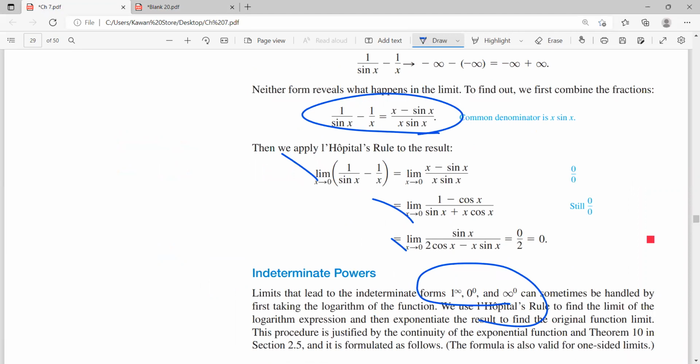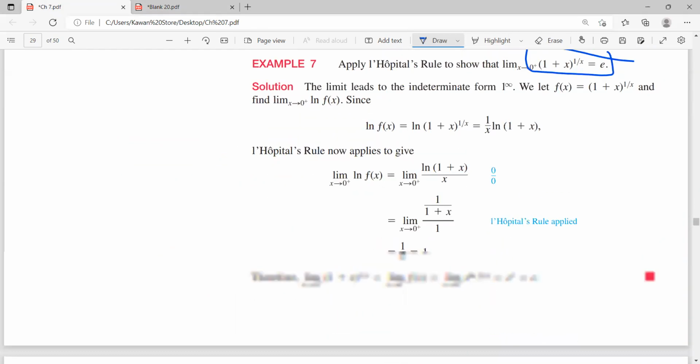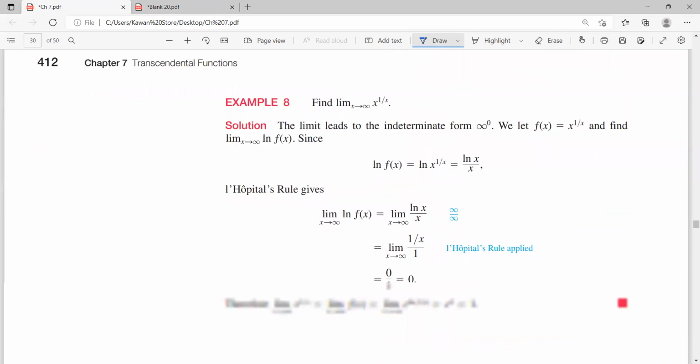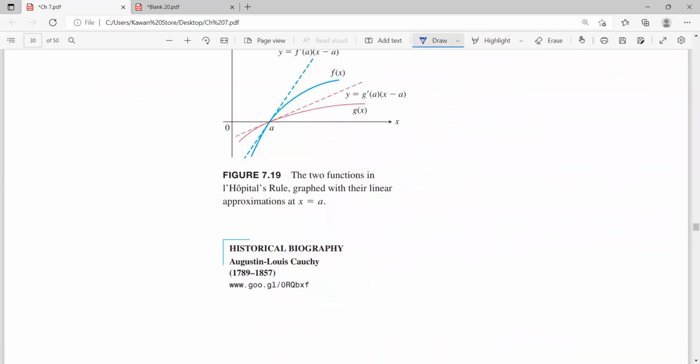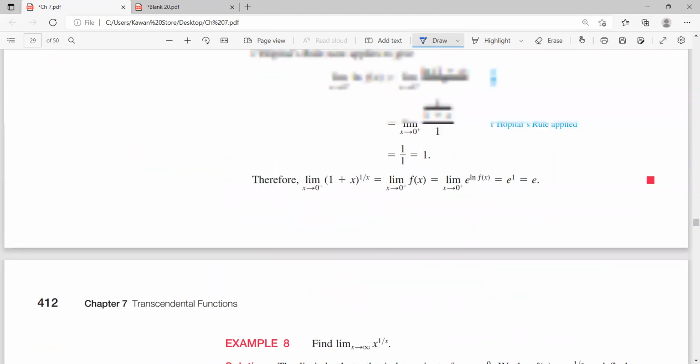Easy, right? But the important thing is what? First, to distinguish, to select which type you have. Then how we deal with that type. That's very important. Now I'm going to solve the last ones. We have Example 7, Example 8. Nothing else. So 2 examples remain. So pay attention.